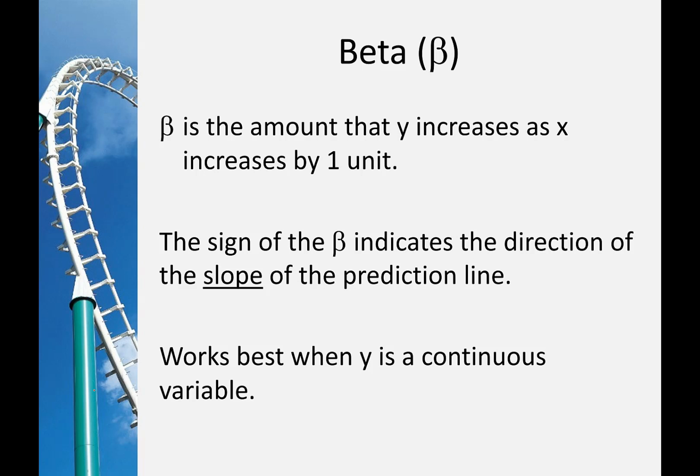Beta is our new version of a correlation coefficient. But instead of explaining the amount of correlation, beta explains the effect of the correlation. Beta is the amount that y increases, or changes, I guess would be better, as x increases by 1 unit. The sign of the beta indicates the direction of the slope of the prediction line. So if beta is negative, beta is the amount that y decreases as x increases by 1. If beta is positive, then y increases as x increases.